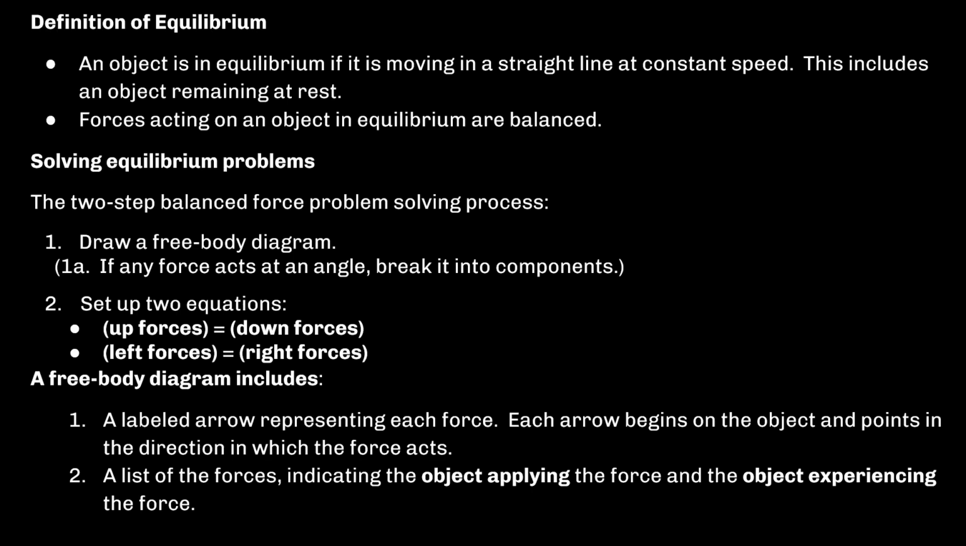Alright, so starting off here with the definition of equilibrium, we have that this is an object that is moving in a straight line at a constant speed. This includes when it remains at rest, and forces in equilibrium are balanced, meaning that forces in opposite directions are going to be equal to each other.